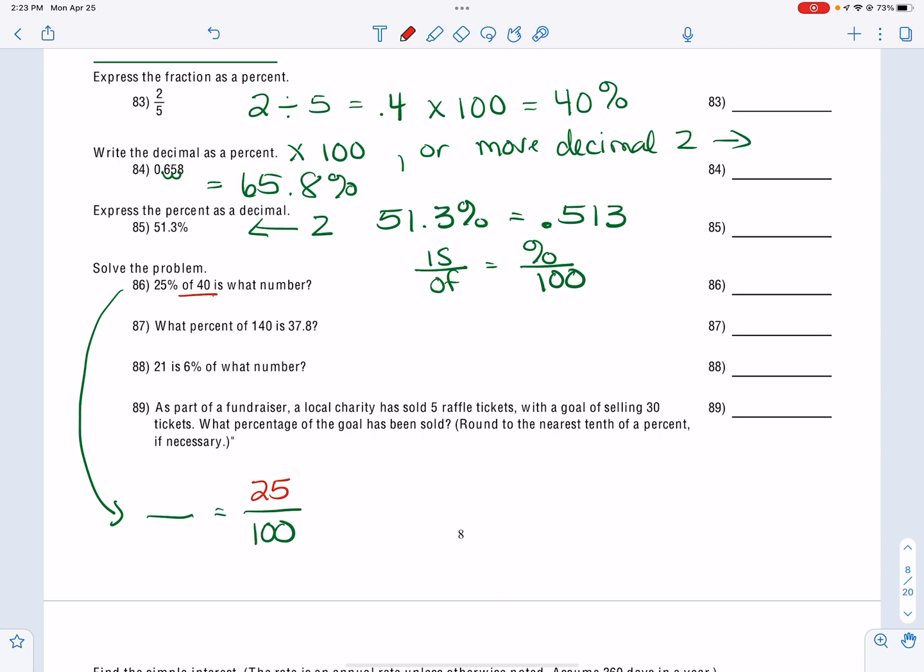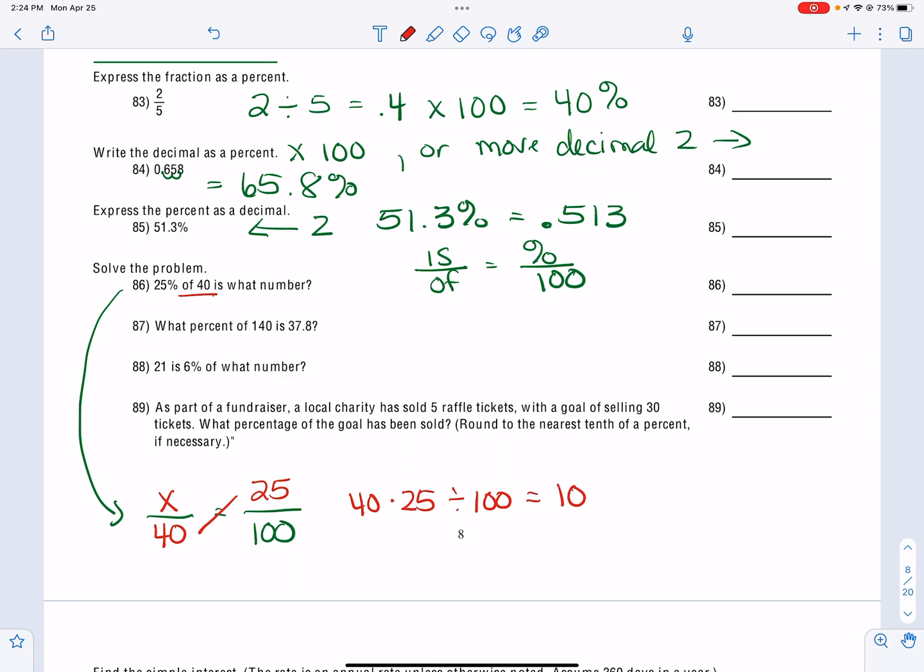It says of 40, that goes on the bottom, is what number? So we are going to take 40 times 25 and then divide it by 100. And so that one's number 86, and that's going to give us 10, okay?